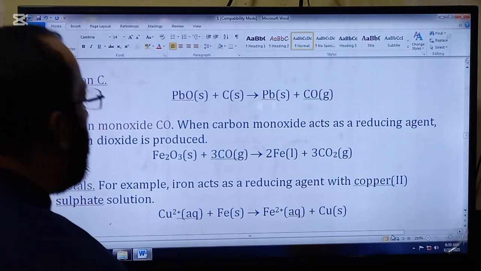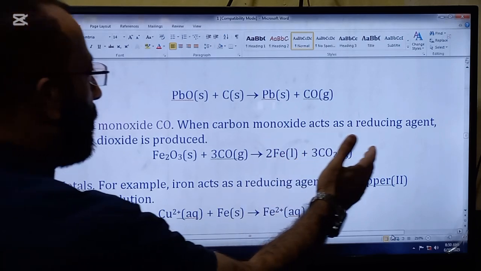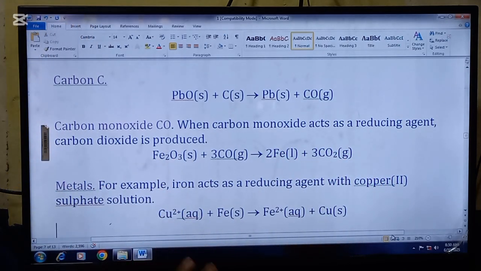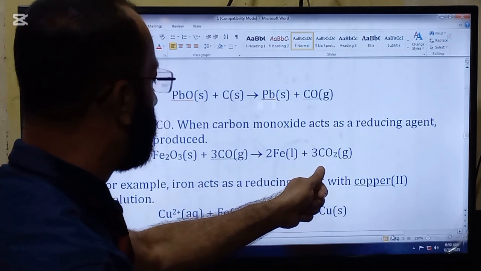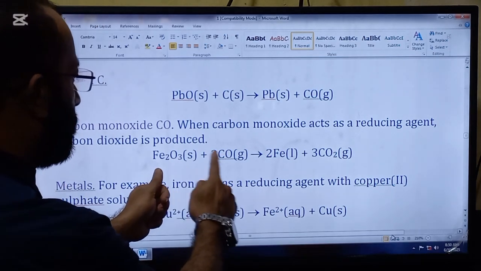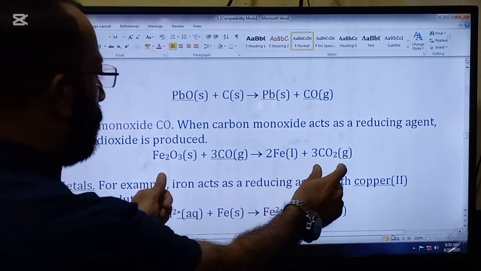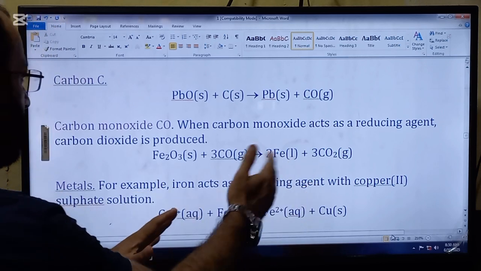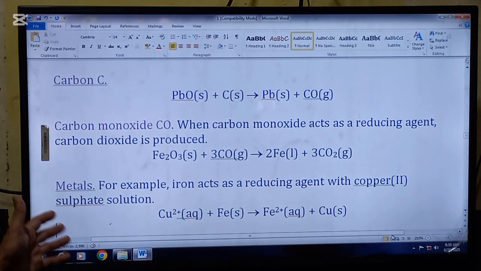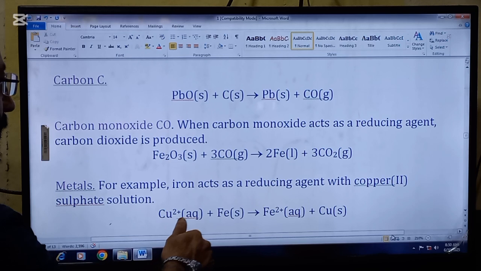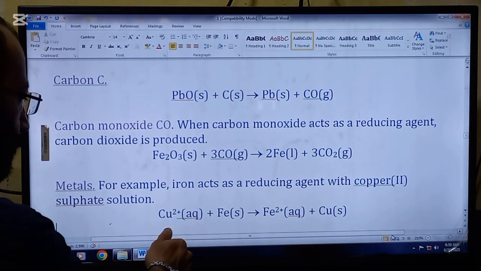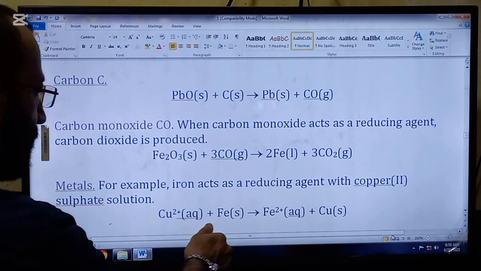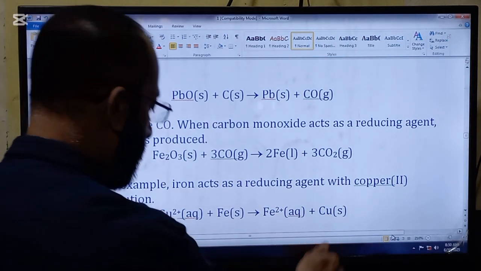Carbon monoxide. When carbon monoxide acts as a reducing agent, carbon dioxide is produced. So this is the thing which you have to remember. When carbon monoxide acts as a reducing agent, carbon dioxide will be produced. So one oxygen atom will be added here. So it will form CO2 and Fe will be the other product. Metals, for example, iron acts as a reducing agent with copper(II) sulfate solution, and the equation will be Cu2+ plus Fe forms Fe2+ plus Cu.